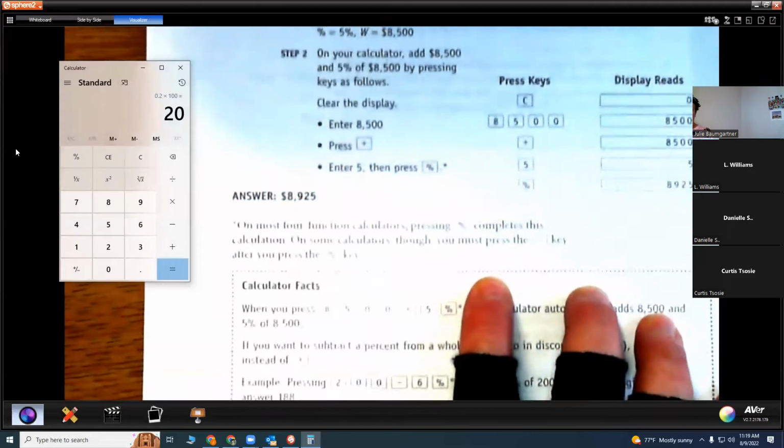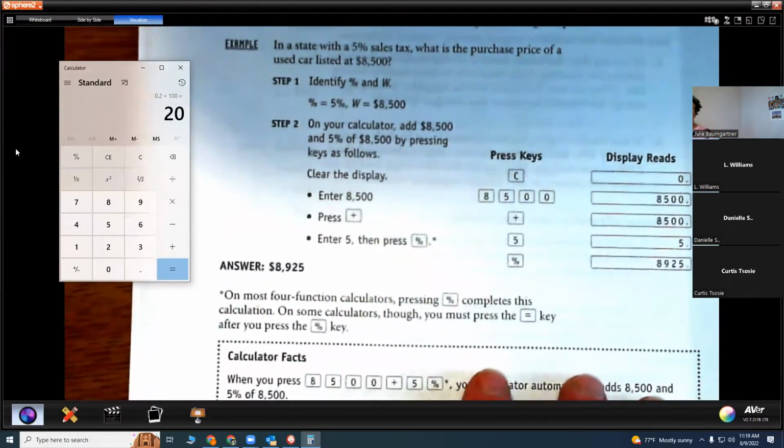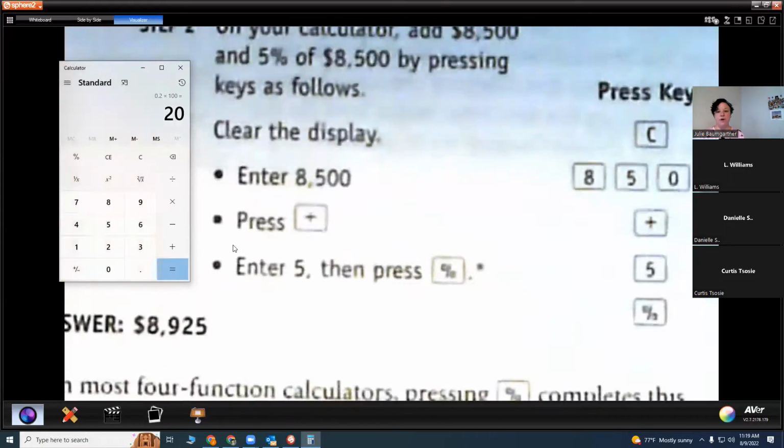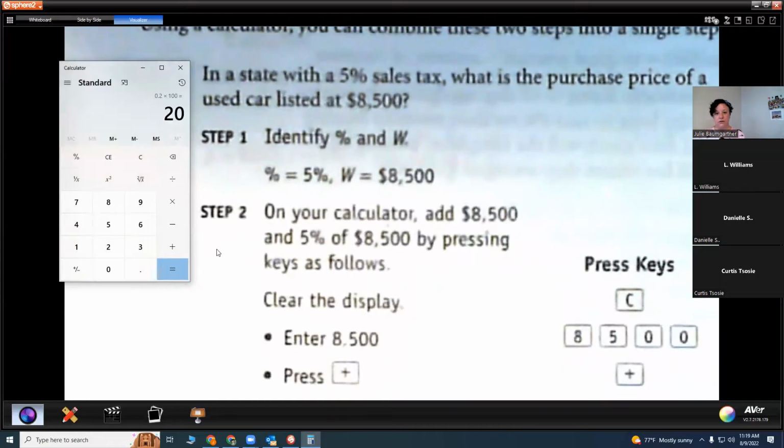Yeah. So let's look at how these percent change problems work, okay? In a state with a 5% sales tax, what is the purchase price of a used car listed at $8,500? Okay, so does everyone understand what the question is asking? What's the question asking?